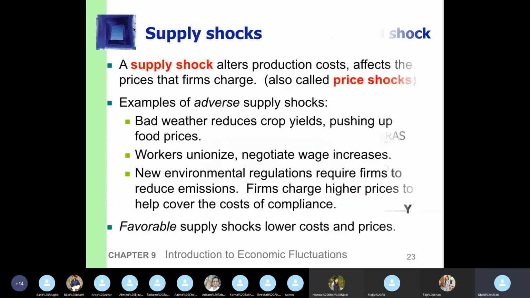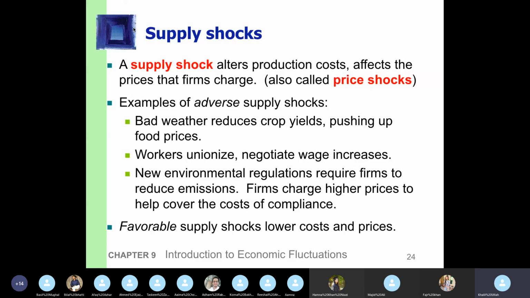Then we have supply shocks. Supply shocks are any shock that affects the production costs and causes the firms to change their price. And that's why they're called price shocks as well. Examples of price shocks, we discussed oil. This slide talks about bad weather causing crop yield to get destroyed, pushing up food prices, things becoming expensive, which is causing the short run aggregate supply curve to move up.